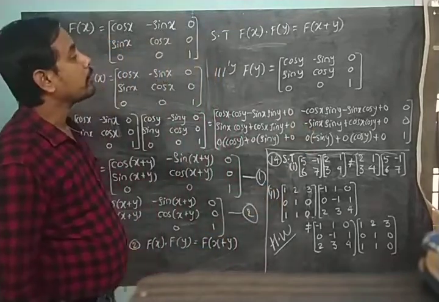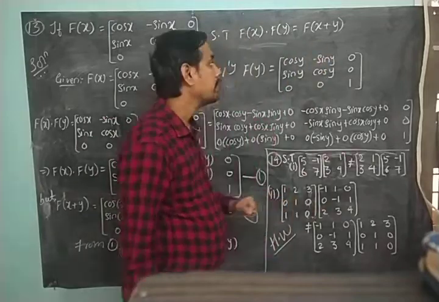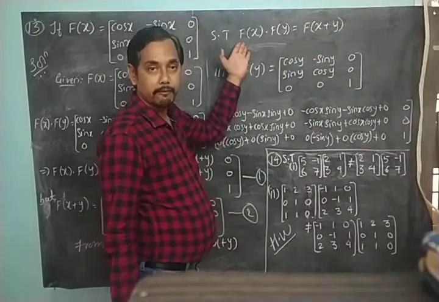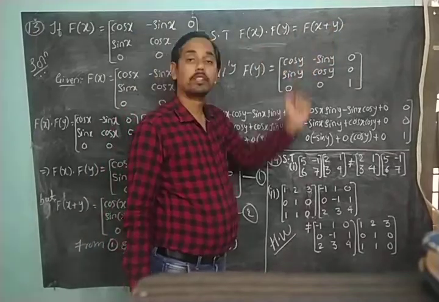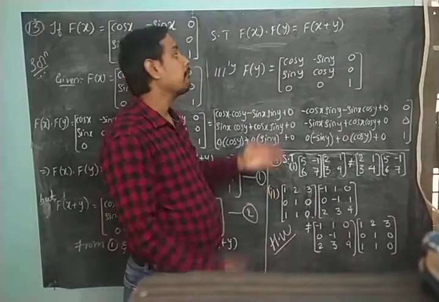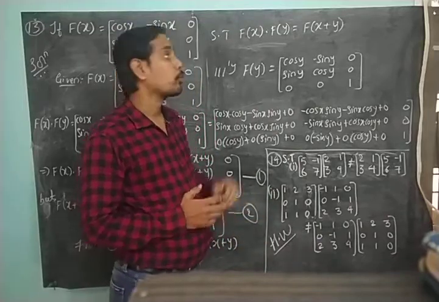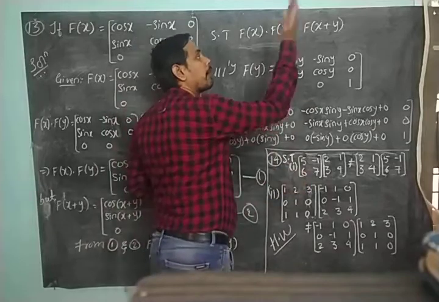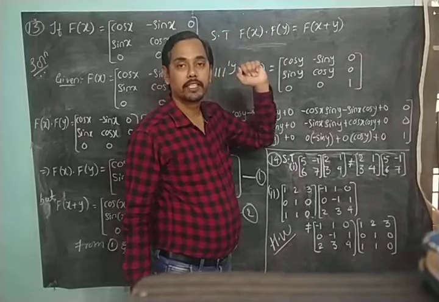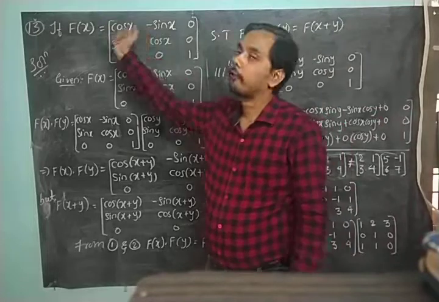But how are we going to prove that without the value of f of y and f of x plus y? Out of this entire equation, we are only aware of f of x. We don't know what f of y is, or f of x plus y. When we don't know the elements of the equation, how do we prove it? To prove it, we should know f of y and f of x plus y. So how do we calculate them? Those two values can be calculated with the help of f of x.